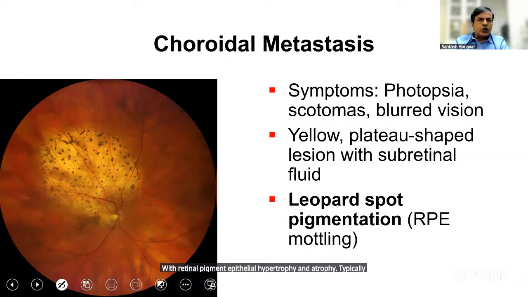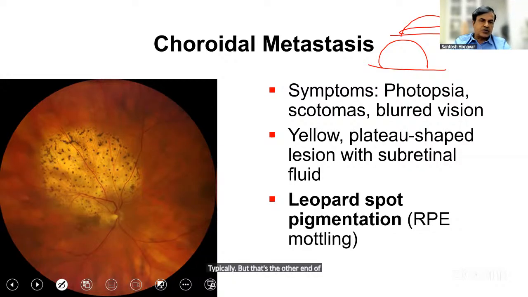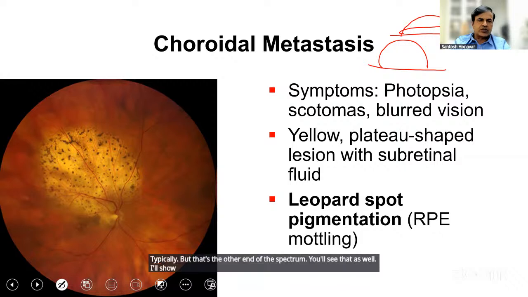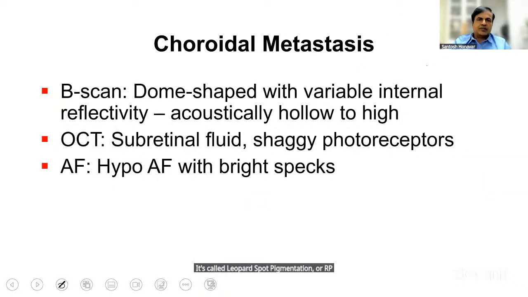Typically, a yellow plateau-shaped lesion with subretinal fluid is how a metastasis looks. Typically, that's how it looks. It's not totally a dome-shaped or a highly elevated lesion, typically. But that's the other end of the spectrum. You'll see that as well. I'll show you some pictures. It's called leopard spot pigmentation or RPE mottling.